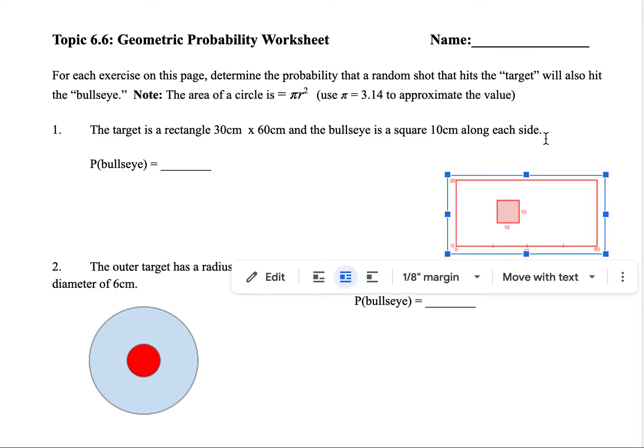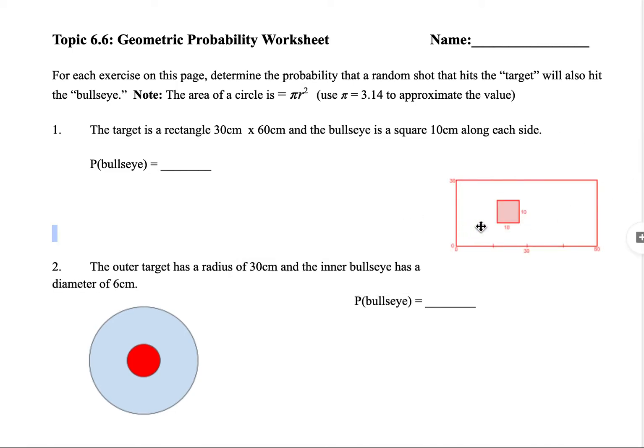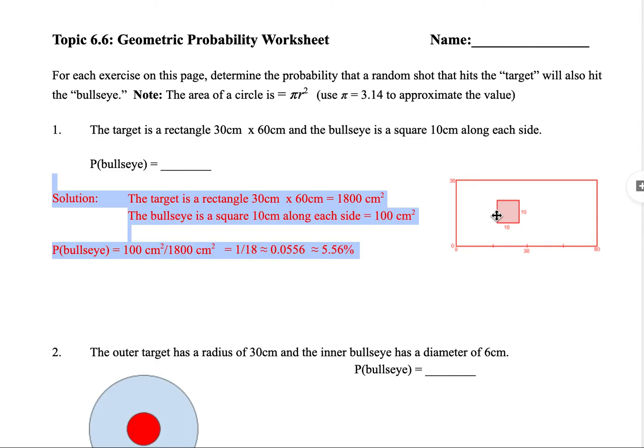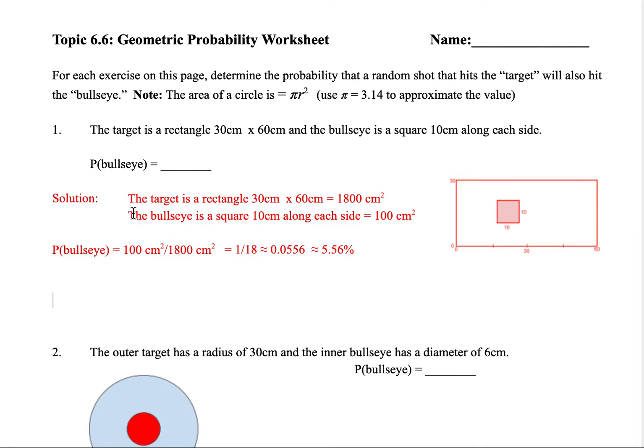So if we have a drawing here, it's going to look something like this. There's our total area, 60 by 30. There's our bullseye. The solution then is going to be something like this, where a target is that 30 by 60, total area of 1800. That bullseye that will be in the numerator is just 10 by 10, that's 100. 100 over 1800, very simply 1/18, or about 5.5%.